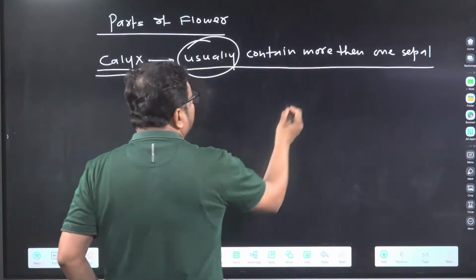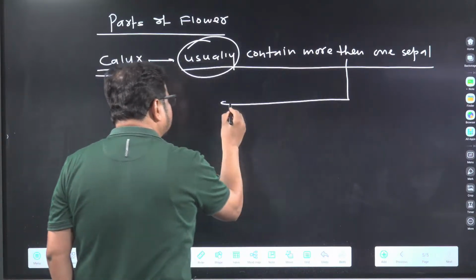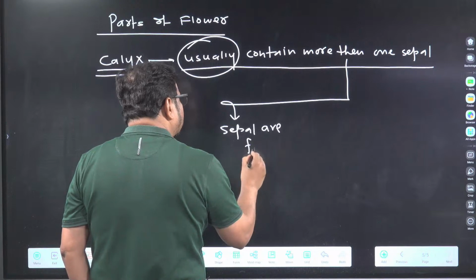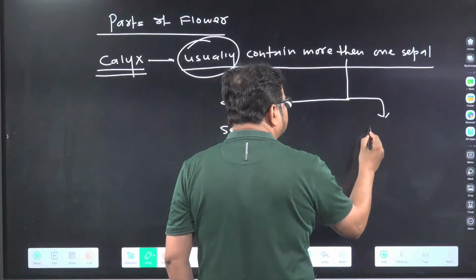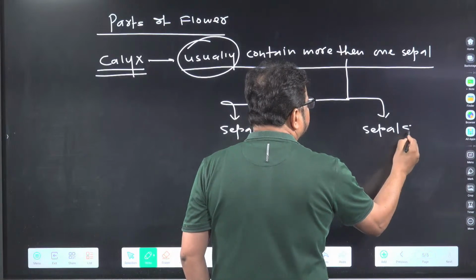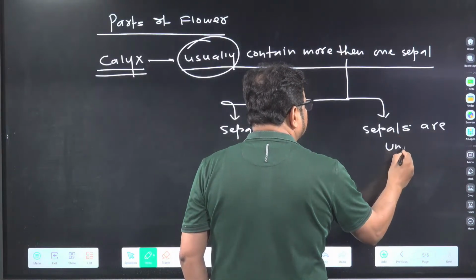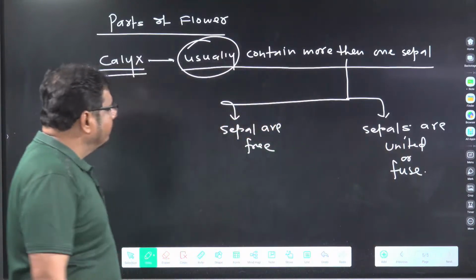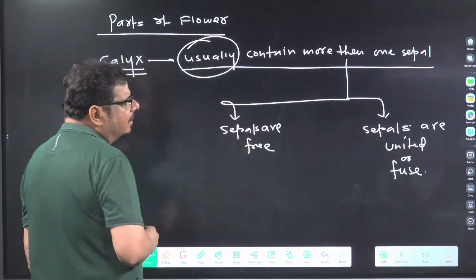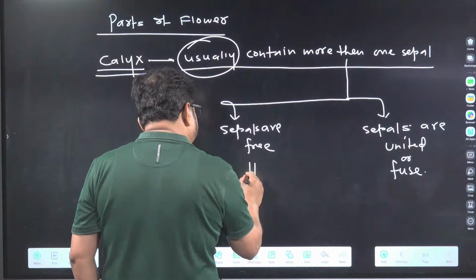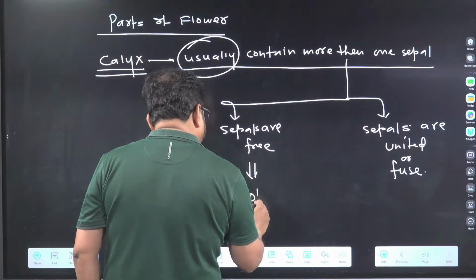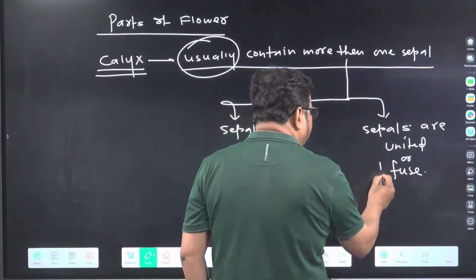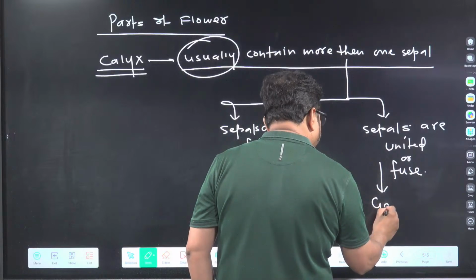And if the number of sepals is more than one, then there are 2 possibilities. Sepals are free. Another term: sepals are united, or we use another word, fused. So sepals are free and sepals are fused. When sepals are free, we use the term polysepalous. And when sepals are united or fused, we use the term gamosepalous.